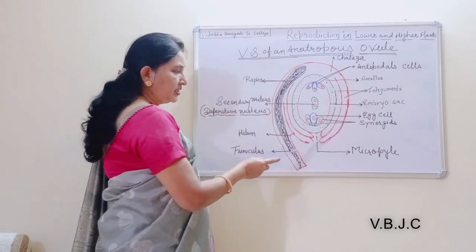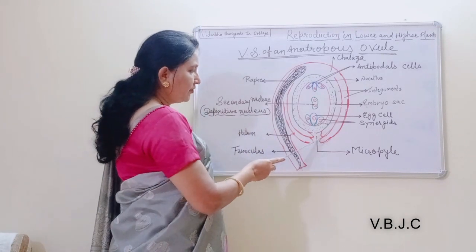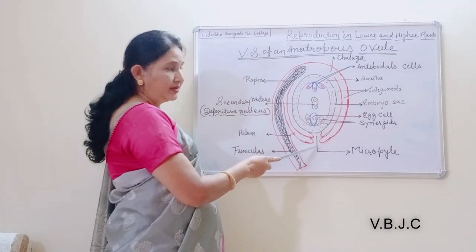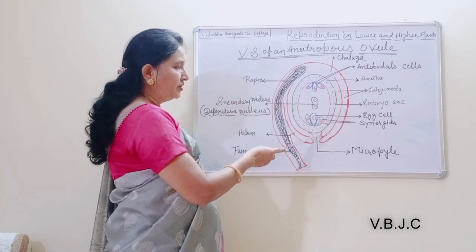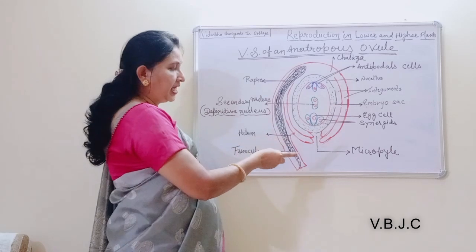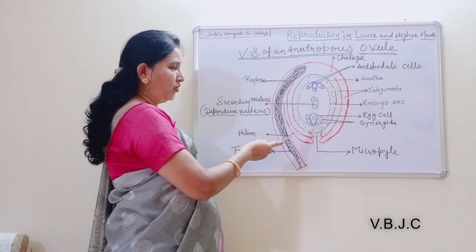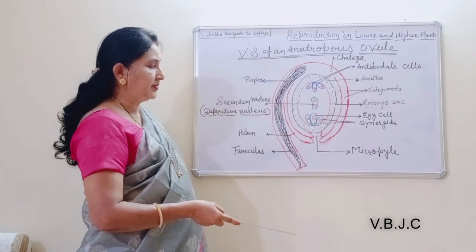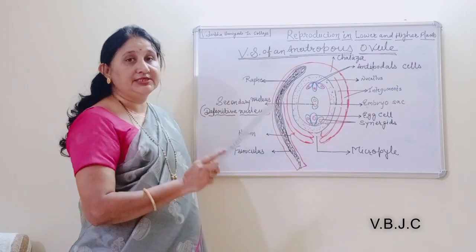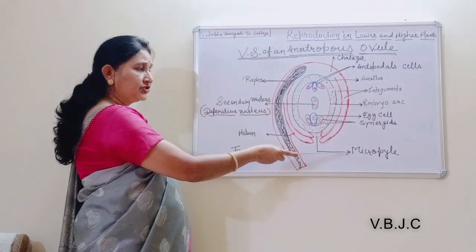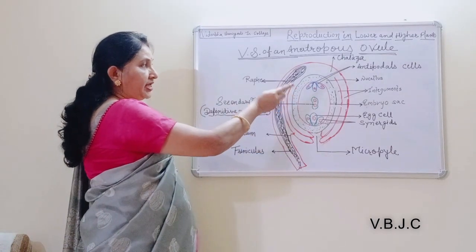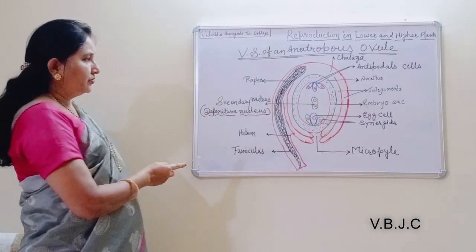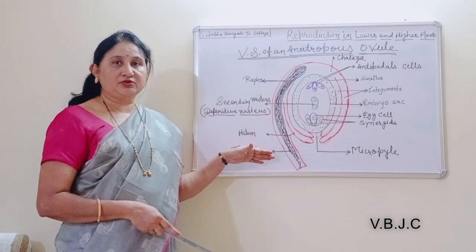Now this is the micropyle. What is the function of the micropyle? It is a passage for the entry of the pollen tube up to the ovule. And during seed germination, it also allows the entry of water inside the seed. These are the functions of the micropyle. And now the hilum, which is present at the basal end of the ovule. So this is about the VS of an anatropous ovule.